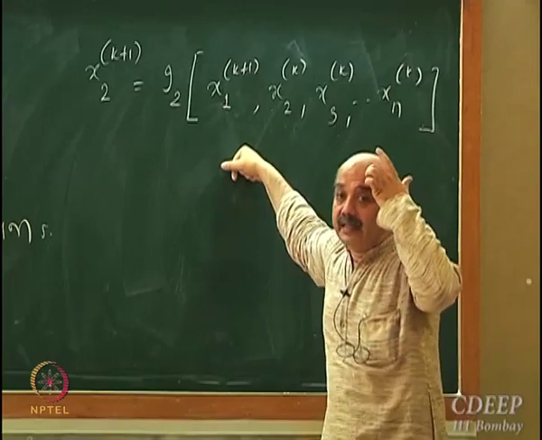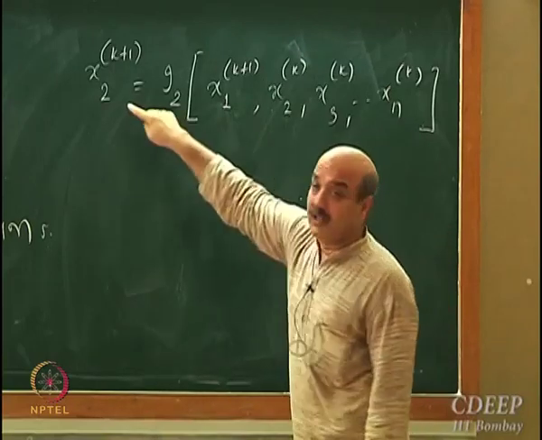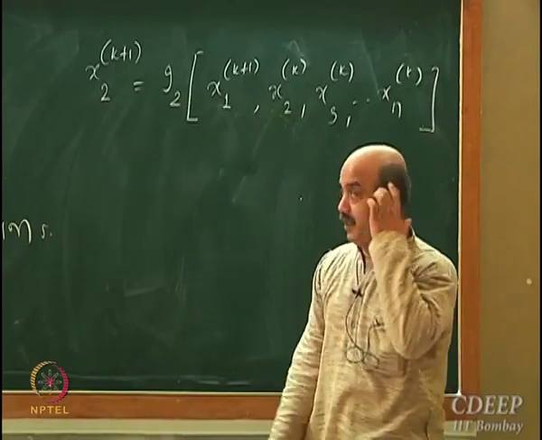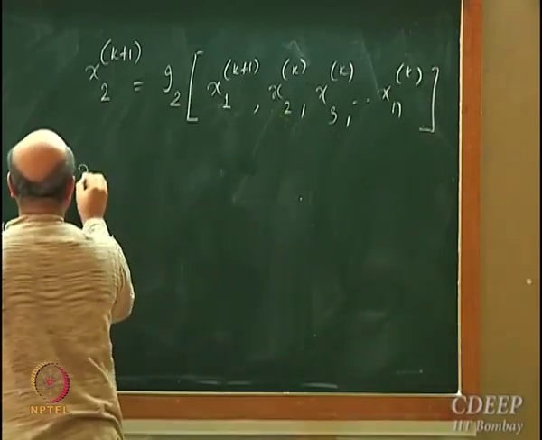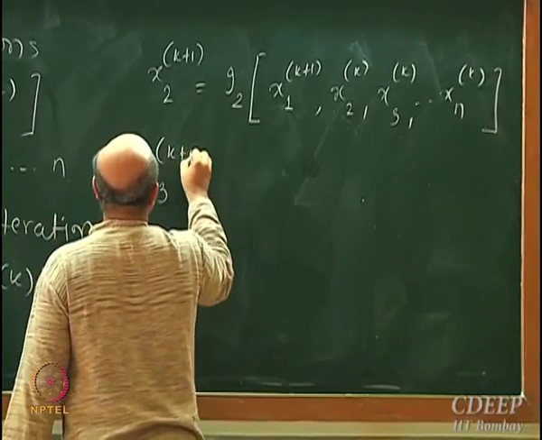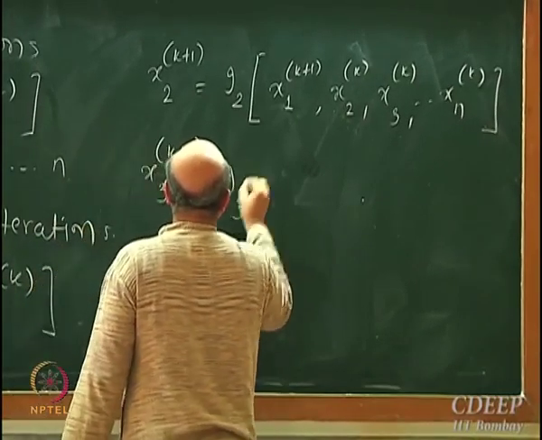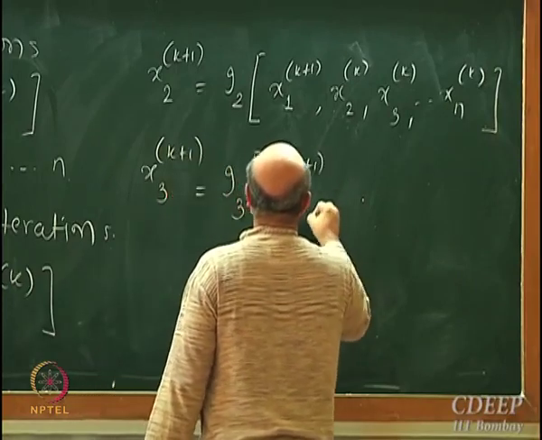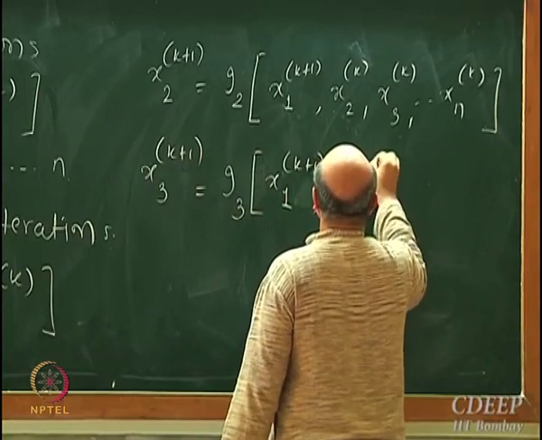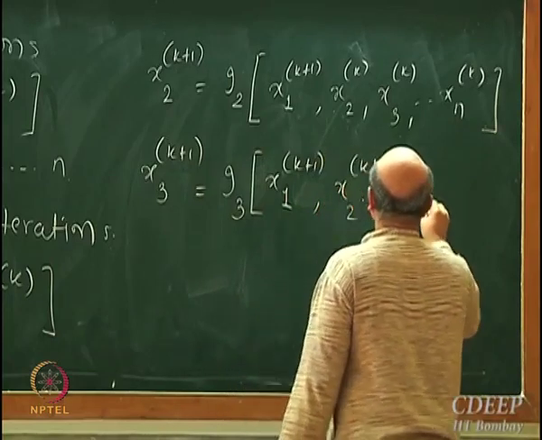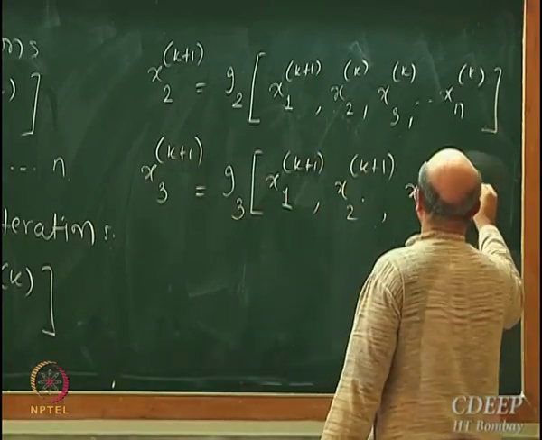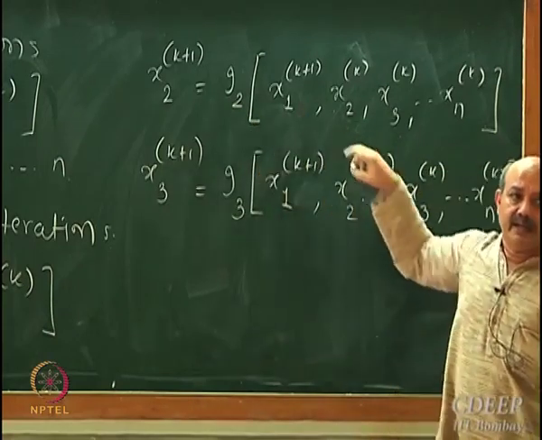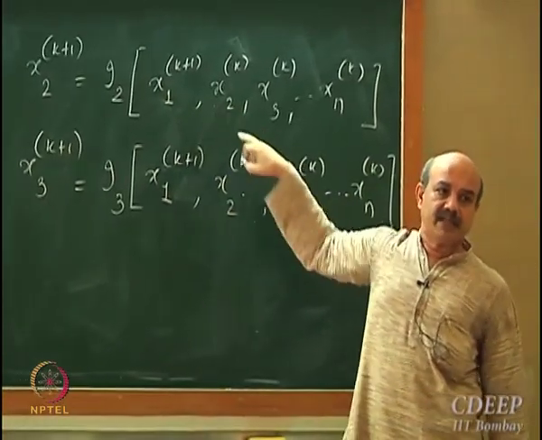Well, unlike the linear algebraic equation, x2 will appear on both sides because these are nonlinear equations. You may not be able to separate them. What will be my x3 at k plus 1? This will use g3, x1 k plus 1, x2 k plus 1, x3 k. Is this clear? As and when the new value gets created, I am using it in the next equation.